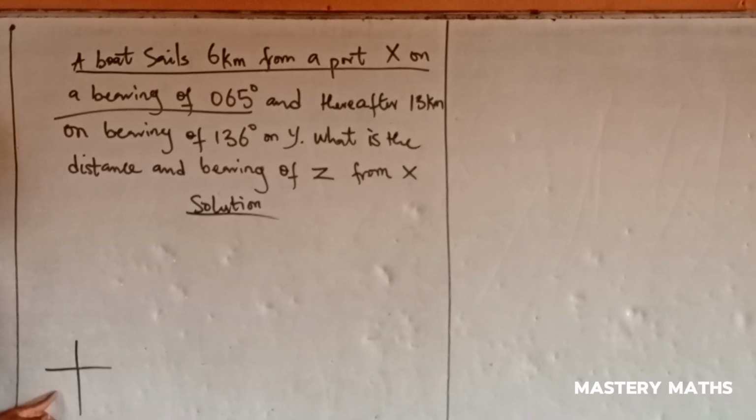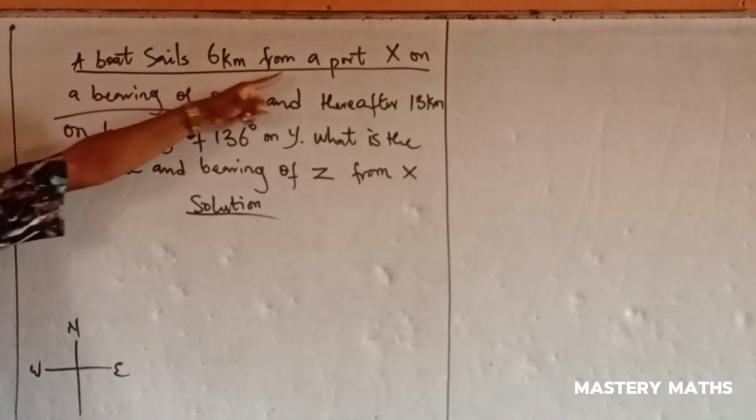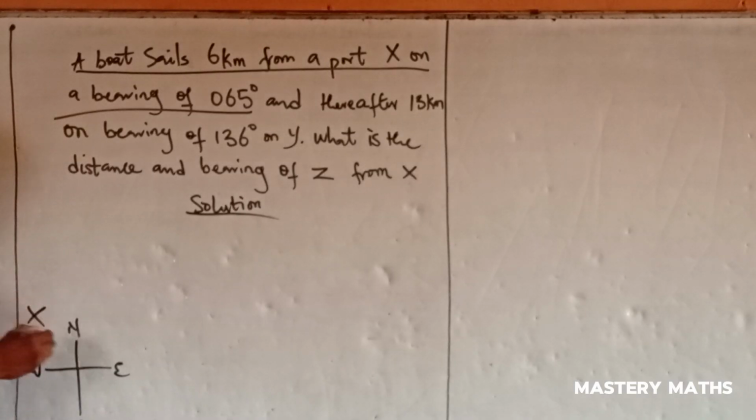Now I started mine here. First, you get your 4 cardinal points. You get your north, your level, your south, west, and east. These are the 4 cardinal points. And now I said a boat sails 6 kilometers from a port X. Now this is our port X from which the boat is sailing, on a bearing of 65 degrees. Now if you check our cardinal points, from north to east is 90 degrees. From east to south, 90 degrees, making it 180. From south to west is another 90 degrees, 270. Then from west to the north again, making it 360 degrees.